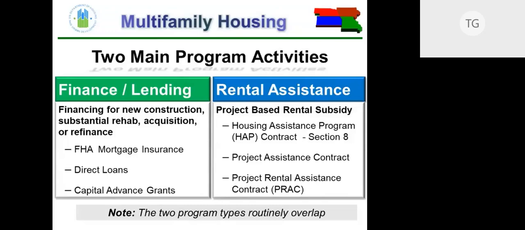Now, our lending programs and our rental assistance programs routinely overlap, and so we could have FHA projects that also have project-based subsidy. Our direct loans and capital advance grants all come with a rental assistance contract.